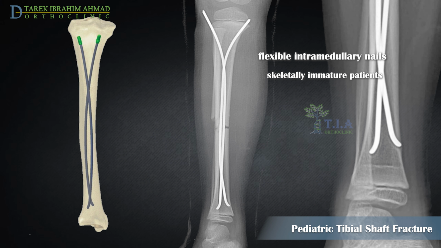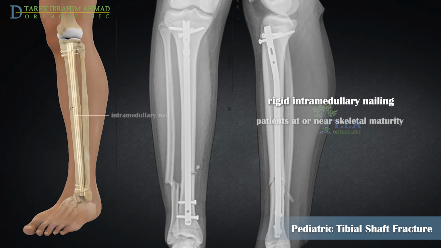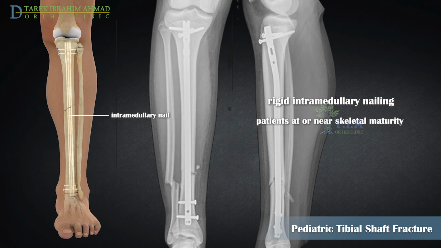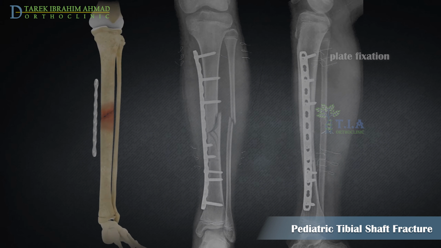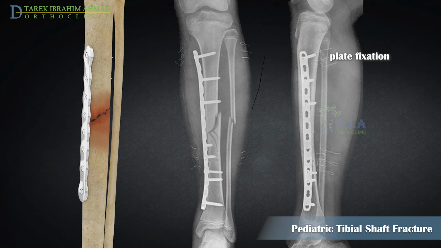If the child is older than 5 and doesn't yet have mature bones, a surgeon may insert flexible nails into the bone through small incisions in the skin. These flexible nails realign the bone and hold it in place while allowing the bone to grow and heal. Typically, a cast is also used after surgery to help the bone heal. In patients at or near skeletal maturity, the surgeon may use a rigid nail instead of a flexible nail. For a more severe fracture, a surgeon may insert a metal plate and screws into the bone.